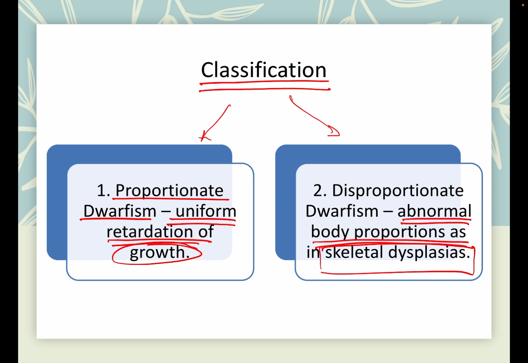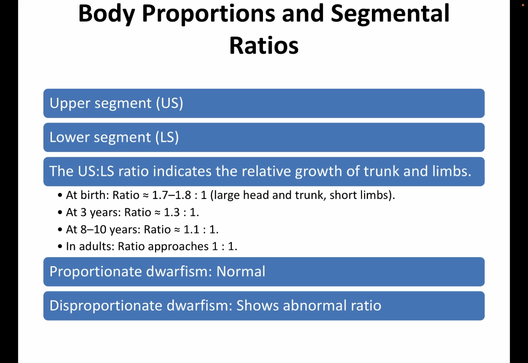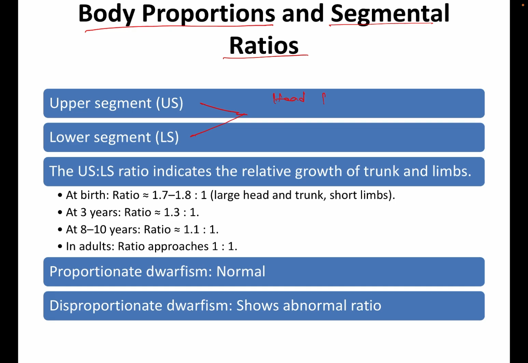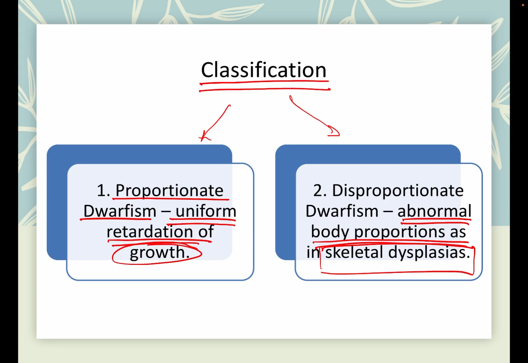When do we call the retardation uniform? For that we should understand body proportion and segmental ratios. We usually divide our body into two halves: the upper segment and the lower segment. The upper segment constitutes from head to symphysis pubis, and the lower segment is from symphysis pubis to the lower limb. Normally, the upper segment to lower segment ratio is unaltered in proportionate dwarfism.